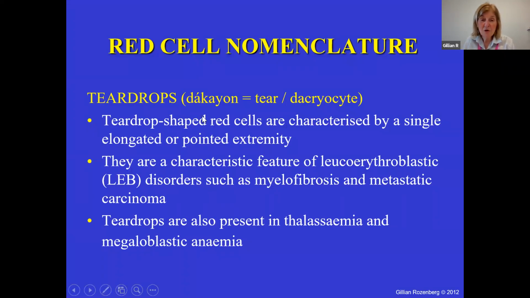Teardrops. Teardrop-shaped red cells are characterized by a single elongated or pointed extremity. They are a characteristic feature of a leukoerythroblastic disorder, such as myelofibrosis and also metastatic carcinoma. So anything that's infiltrating the bone marrow can give you a leukoerythroblastic blood picture. Teardrops are also present in thalassemia and in megaloblastic anemia.